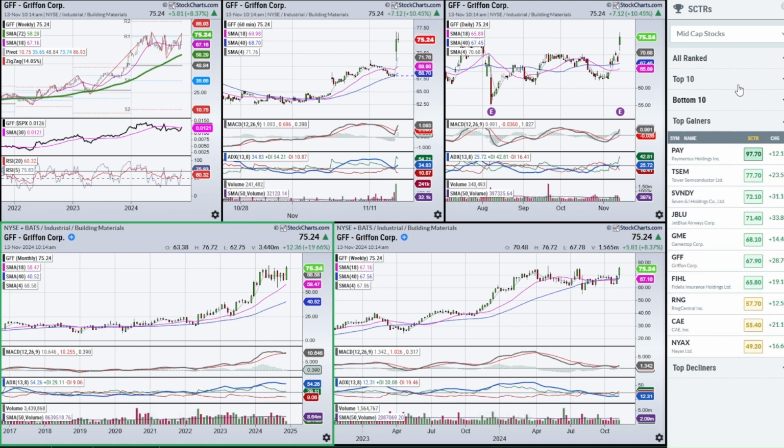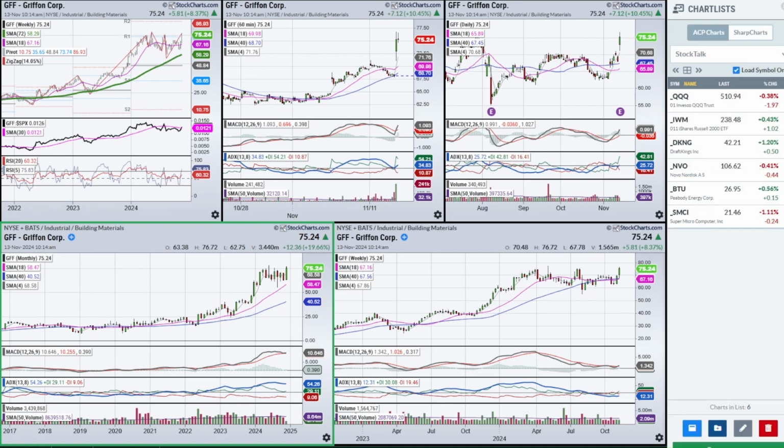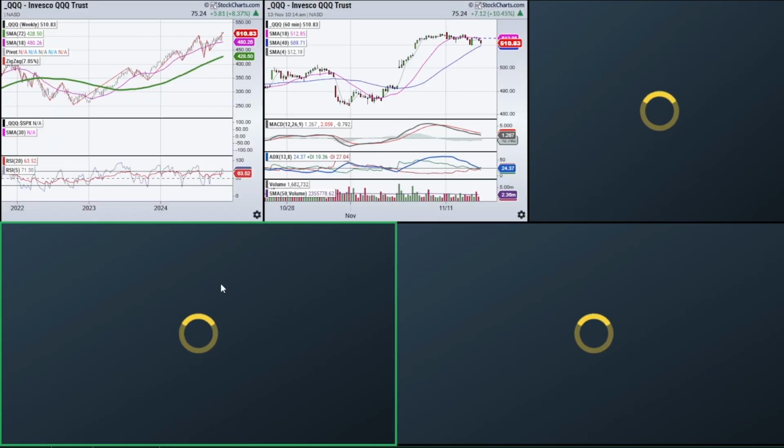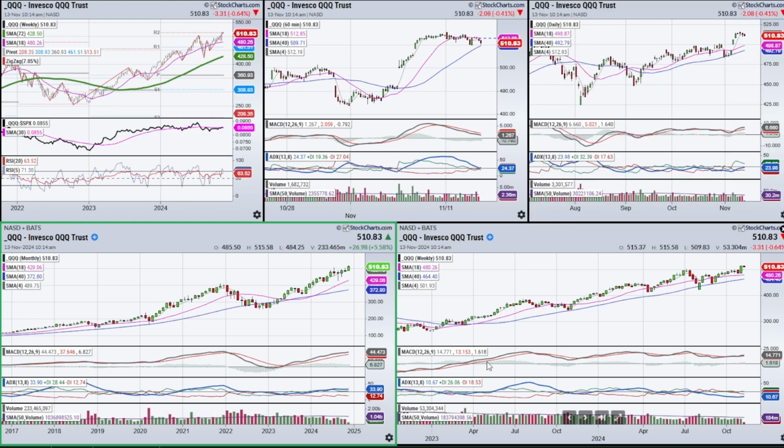They've laid it out for you by capitalization, which I think is a massive advantage. All right, let's go ahead and switch over to the individual symbols. And I'm going to spread this out so we can see a little bit better. All right, let's look at the QQQ.